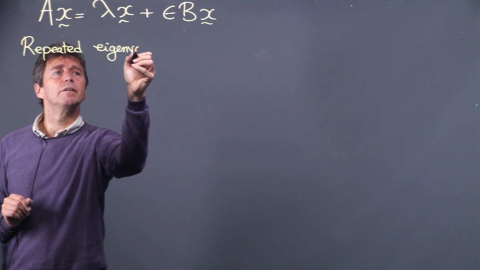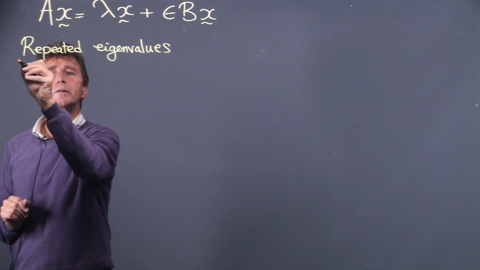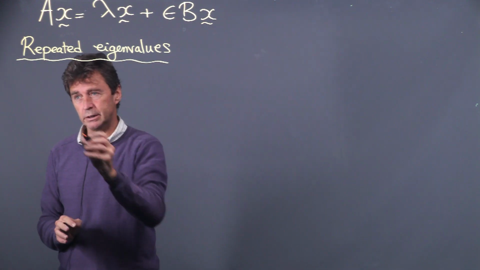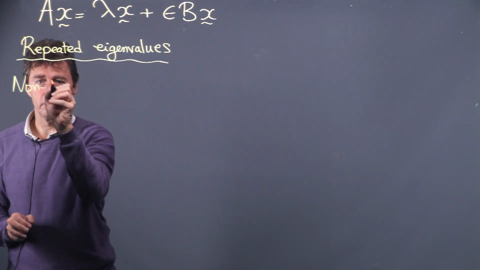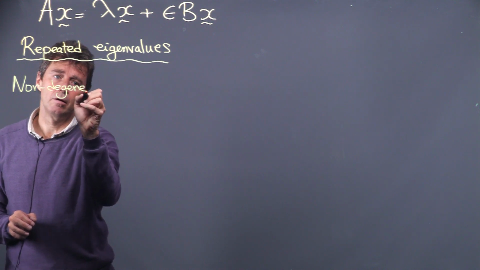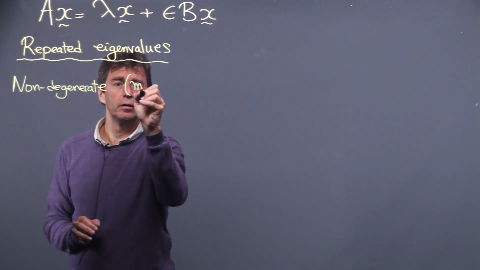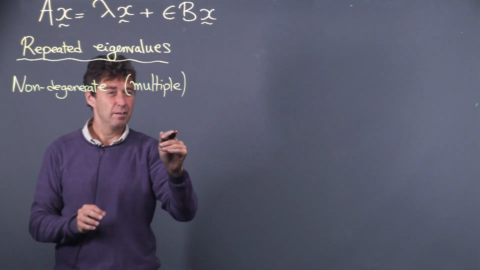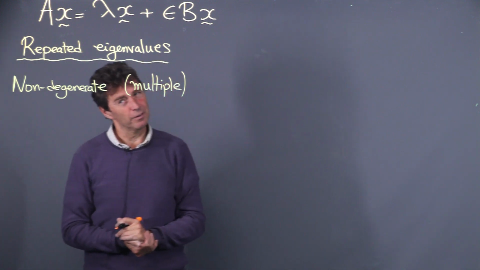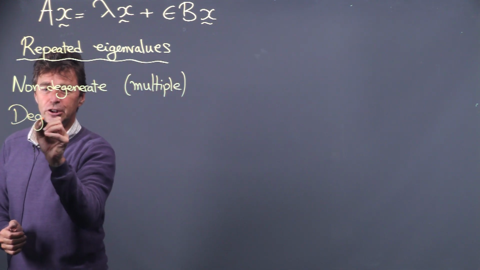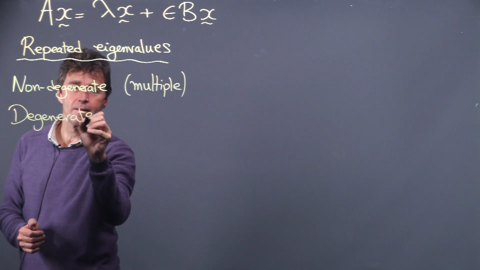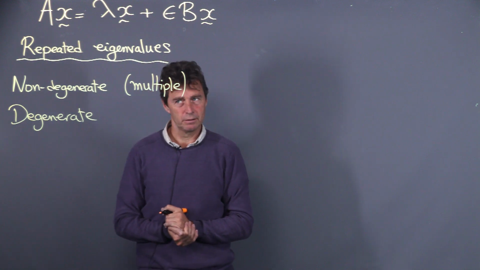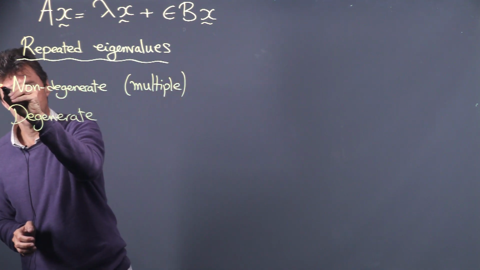And this is the issue. What do you do when you have repeated eigenvalues? Because it's not quite so straightforward, as we shall see. There are two possibilities: non-degenerate, where we have multiple eigenvalues but the right number of eigenvectors, and then there's the degenerate case, when we have an insufficient number of eigenvectors to proceed. And you have to treat the situations differently.